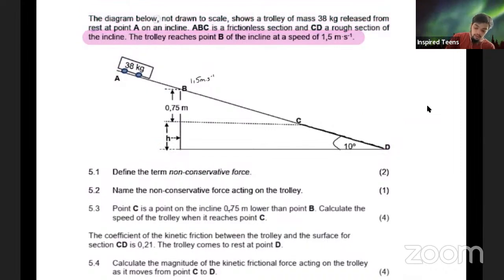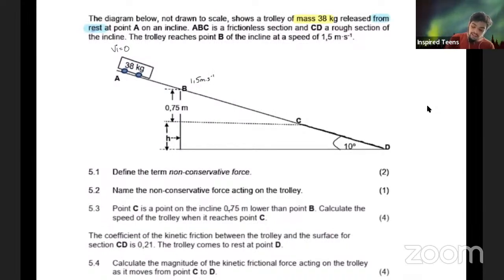So all the important information, what you can also do, perhaps, is highlight it as you're going along. The diagram below, not drawn to scale, shows a trolley of mass 38 kg released from rest. That's also important. Why is that important? That is extremely important that you need to know that it's released from rest, because if it's released from rest, then here, this v initial is 0. Okay, so that I'm done. I put that into the diagram. 38 kg was already in the diagram, so I don't need to put that.